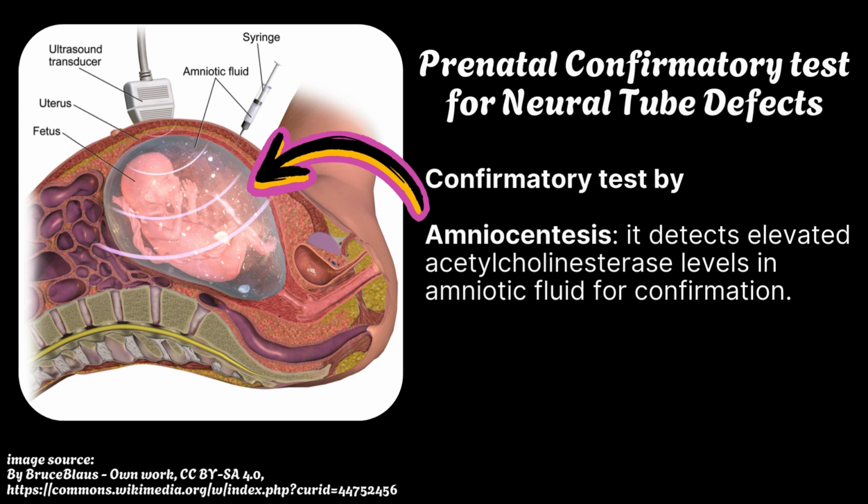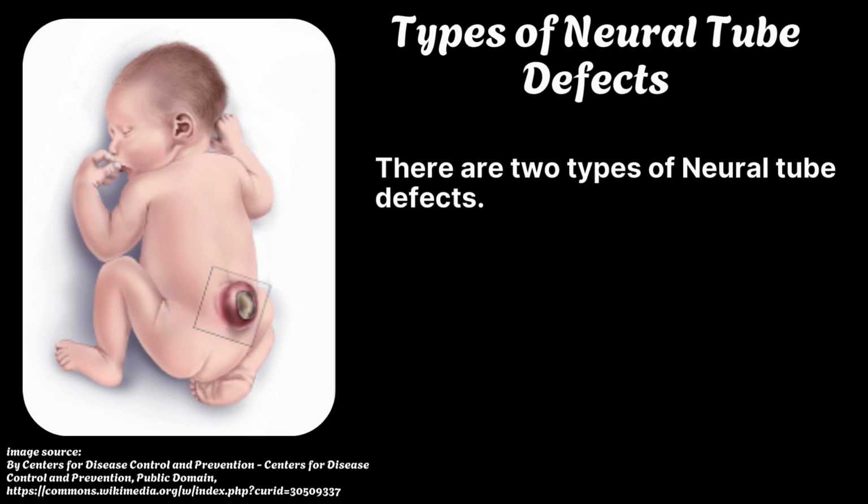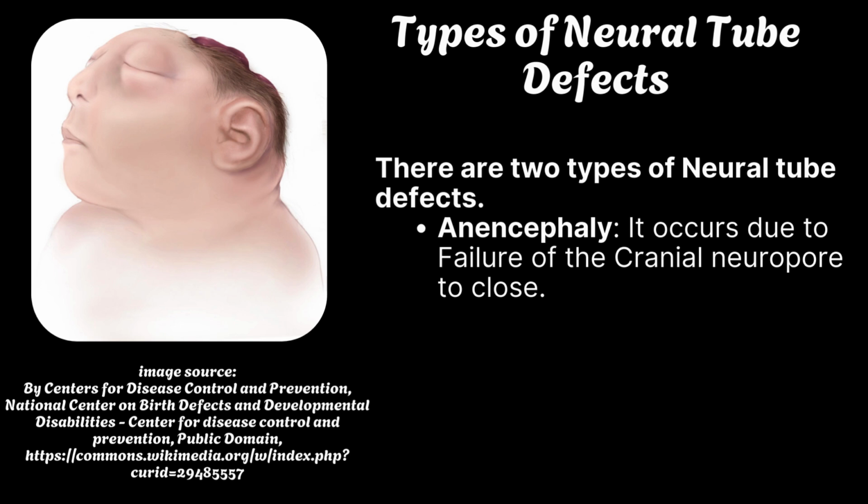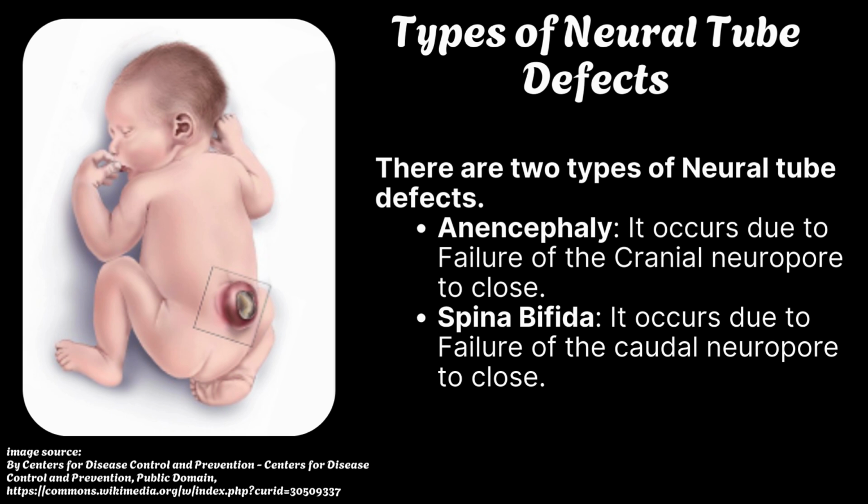Types of neural tube defects. There are two types of neural tube defects. Anencephaly, it occurs due to failure of the cranial neuropore to close. Spina bifida, it occurs due to failure of the caudal neuropore to close. We will discuss both of them in detail.